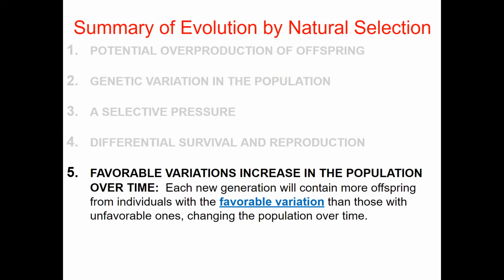Favorable variations increase in the population over time. So like I said, in the definition of evolution, we're seeing a change in the frequency of alleles, right? So favorable variations are going to increase in frequency and unfavorable will decrease. Yes, in the population, not in the individual, in the population.